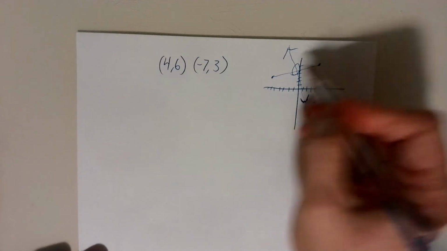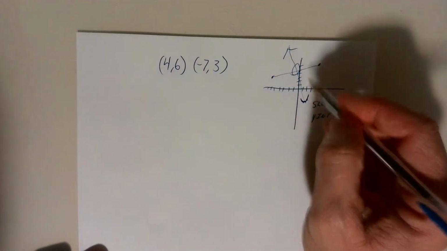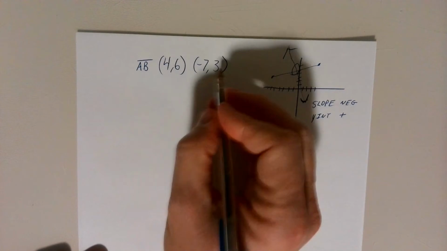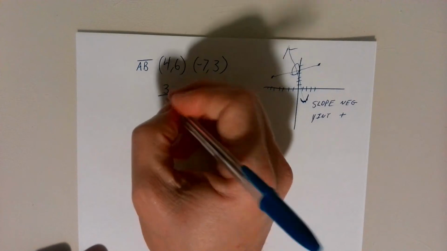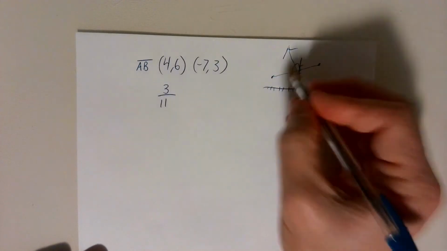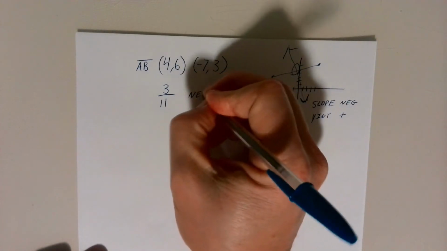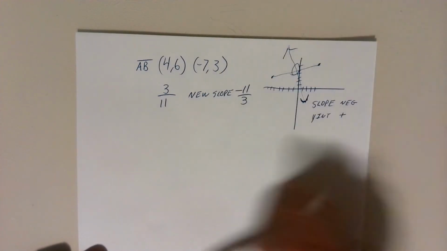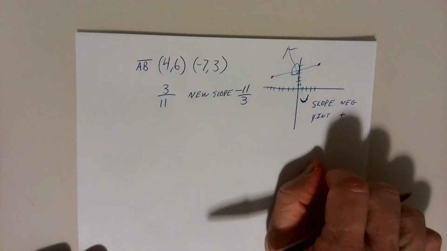So the first thing I got to do is find out the slope of this line, because I know if it's a perpendicular bisector, the slopes have to be opposite reciprocals. So let's go ahead and find out the slope of AB. So y to y, 6 minus 3 is 3. 4 minus negative 7 is 11. So the slope of this line is 3/11, and that looks about right, okay? Which means my new slope has to be negative 11/3. Okay, opposite, positive to negative, reciprocal 3/11 to 11/3.